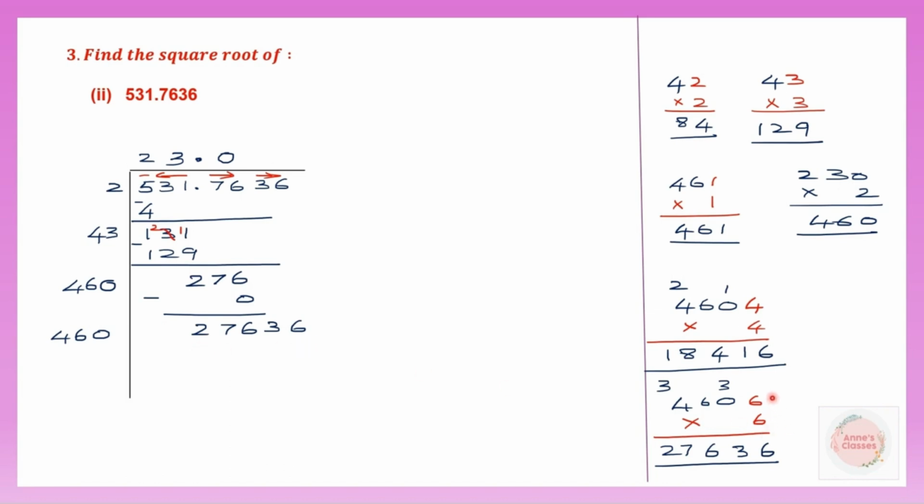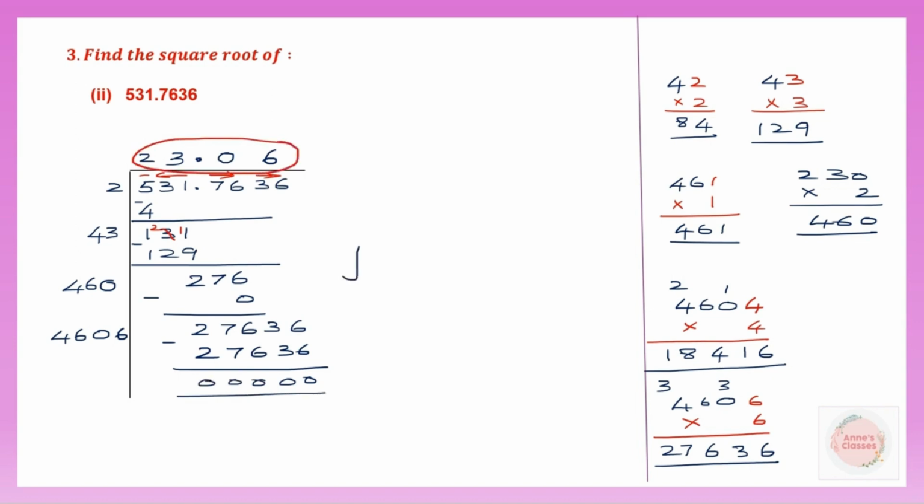So which is the digit that we wrote next to 460? We wrote 6. So let's put that digit here. So let's put 6 here. So now what is our number? 4,606. Multiply it by 6. We get 27,636. And now when you subtract, you get 0. So we have found our answer, which is the quotient 23.06. So we have found the square root of 531.7636. That is 23.06. So this is our final answer.